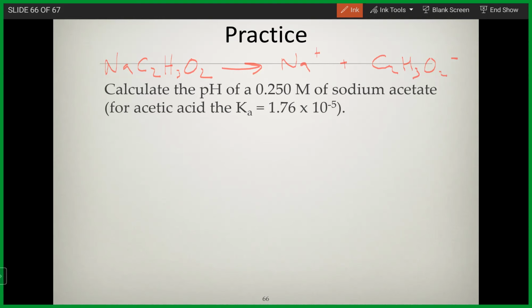So what we then can do is think about which of those ions is going to affect the pH. With the sodium, like we've seen, it's going to be the conjugate acid of a strong base, so that's not going to affect it at all. But the acetate ion is going to be the conjugate base of a weak acid. So we're going to see that that's going to increase the pH.